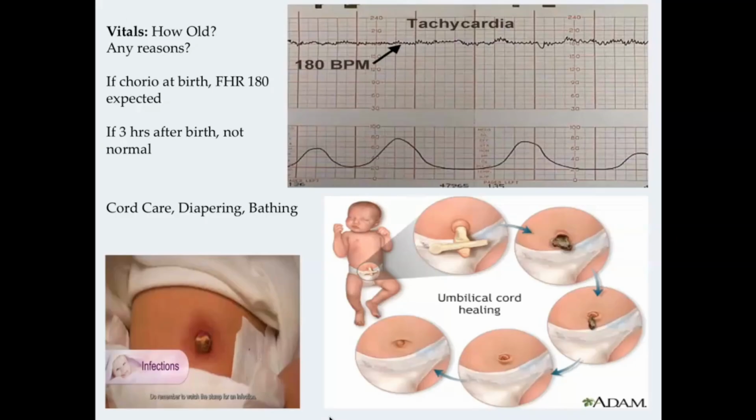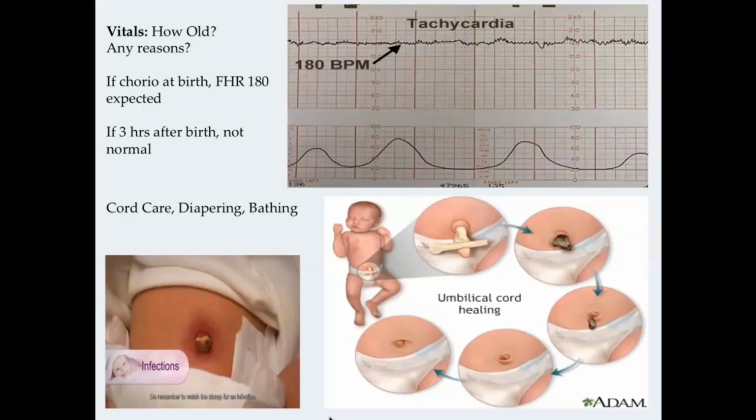Depending on where you work, they will do the first bath as a submersion or tub bath. Other places may not do that, where you're doing more of a sponge bath and washing around the umbilical cord. Once the baby goes home, the parents should be educated on no tub baths. You don't want to submerge the cord. Wash around it with warm soap and water in order for it to dry and heal and fall off on its own.